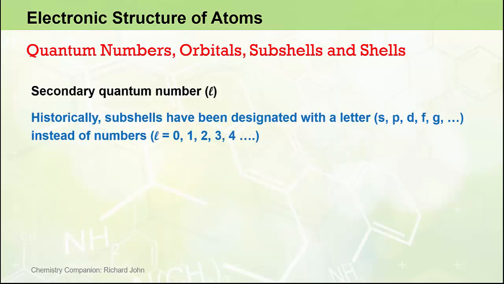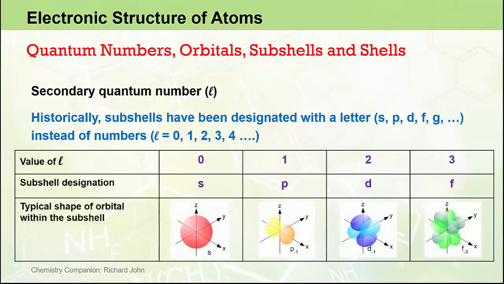Historically, the second quantum number has been designated with letter designations, S, P, D, F, and G, instead of the numbers L equals 0, L equals 1, L equals 2, 3, 4, etc. And there is still a hangover from that labeling system. So what we see here in this table is that if an orbital has an L value of 0, we are talking about an S subshell, which has a spherically shaped distribution of electrons around the nucleus. If an orbital has an L value of 1, we are talking about a P subshell, which has a dumbbell-shaped distribution of electrons around the nucleus.